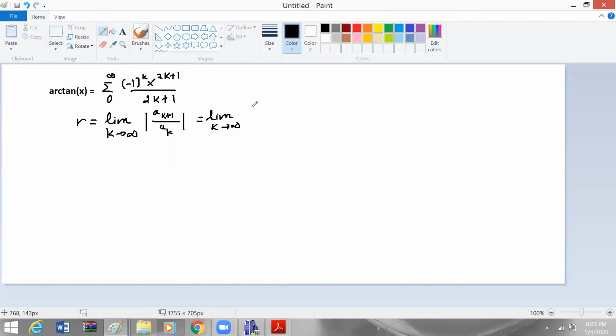Right? So a_(k+1) is x^(2k+3). So I might just simplify it. It's 2k, so 2k plus 1 plus 1, so that'd be 2k+3. We have a parenthesis for this, and so that'll be (2k+3). And we multiply by the reciprocal of x^(2k+1) over (2k+1), so that'll be (2k+1) on top, and over x^(2k+1).